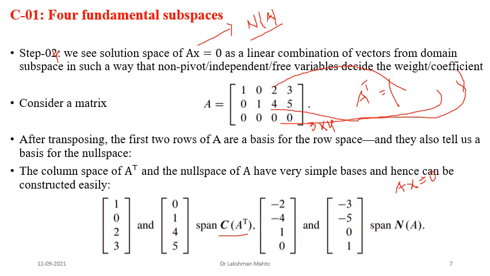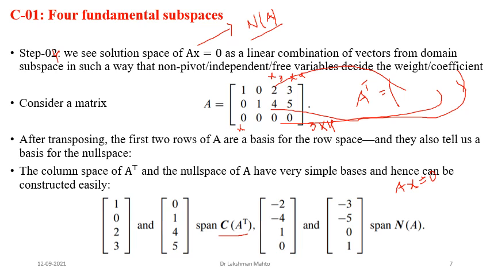There are two pivot columns, first column and second column, and two non-pivot columns, third column and fourth column. The third column is associated with the variable x3, and the fourth column is associated with the variable x4. So x3 and x4 we will call non-pivot variables or free variables, but x1 and x2 we will call pivot or dependent variables.